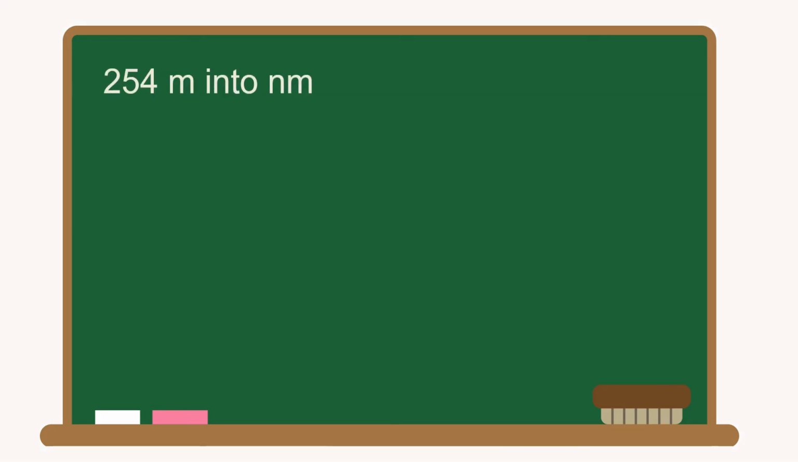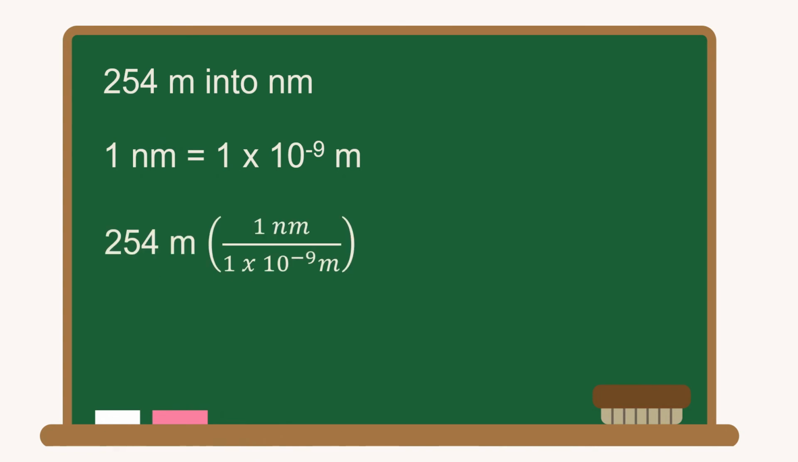Another example, we have 2.54 meters into nanometers. Remember, first the equivalence of 1 nanometer to meter. Then place the correct denominator in the conversion factor in order to cancel the unit meter. Perform the operations in your calculator and we get 2.54 times 10 raised to the 11 nanometer.